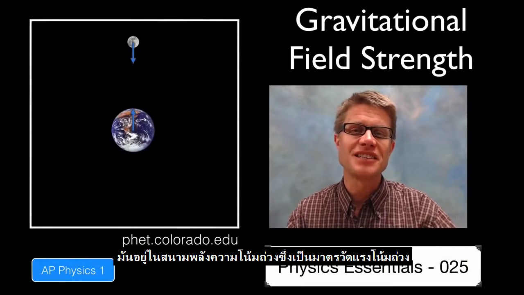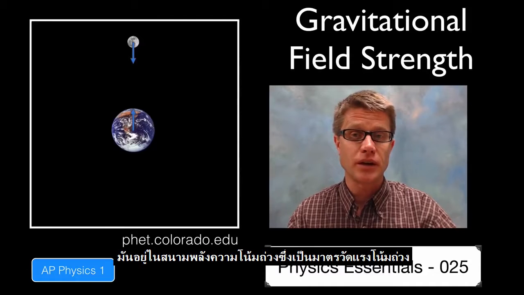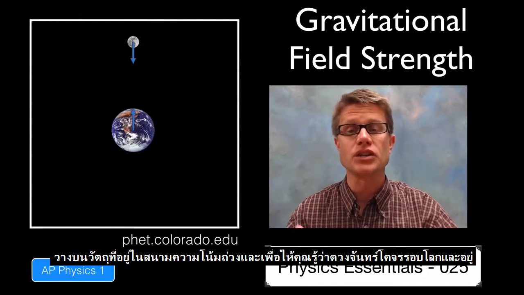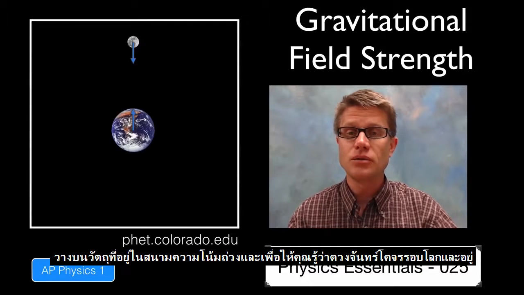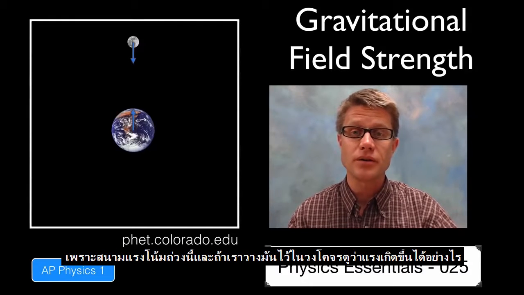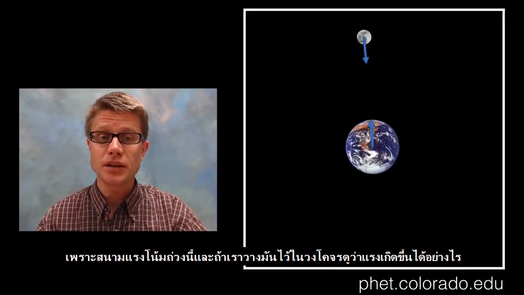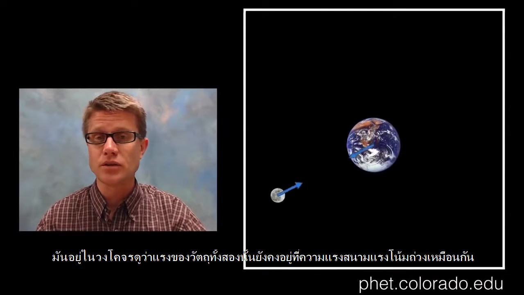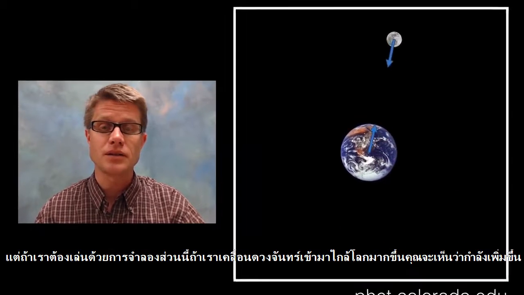Hi, it's Mr. Anderson, and this is AP Physics Essentials 25. It's on gravitational field strength, which is a measure of the gravitational force placed on an object that's in a gravitational field. And so you know that the moon orbits around the Earth and stays there because of this gravitational field. And so if we place it in orbit, watch how the force on those two objects remains constant. The gravitational field strength is the same.